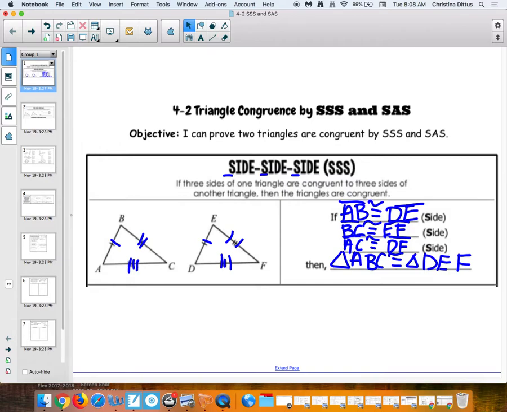So yesterday we had to prove every single angle, every single side in order to say they're congruent. Today, you only have to prove all 3 sides are congruent. So it's kind of like less work. Okay, that's one way. We got our side, side, side. Good here?